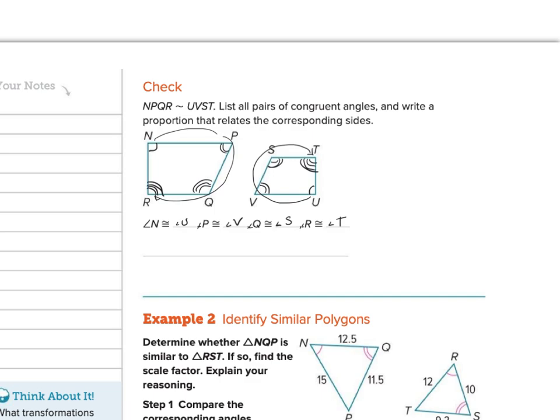Now write proportional statements. My proportions would be UV over NP should be equal to VS over PQ, which would be equal to ST over QR, which is equal to TU over RN. Okay, and that all corresponds to the naming conventions of it.